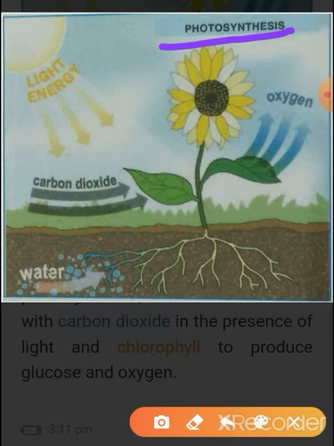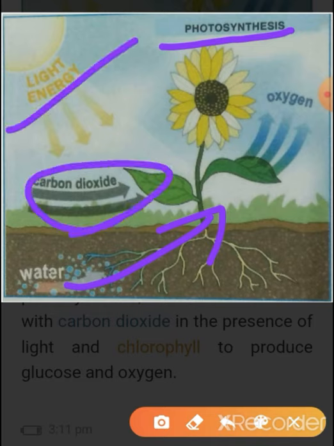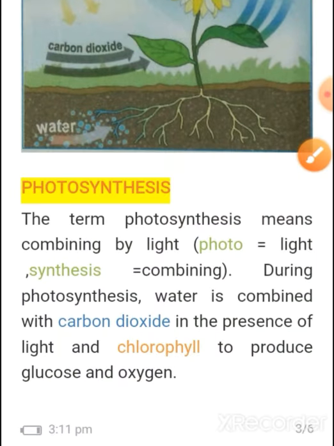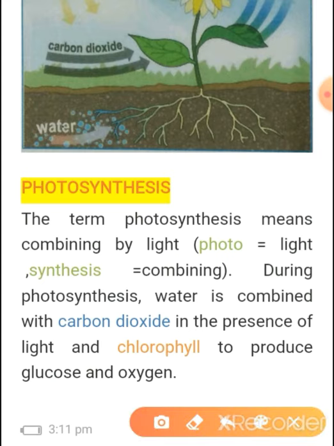You can see the plant taking water from the roots or soil, and it takes carbon dioxide from the atmosphere and energy in the form of sunlight, and combining these it makes its own food, and the process is known as photosynthesis. The term photosynthesis means combining with light, where photo means light and synthesize means combining. So during photosynthesis, water is combined with carbon dioxide in the presence of light and chlorophyll to produce glucose and oxygen.